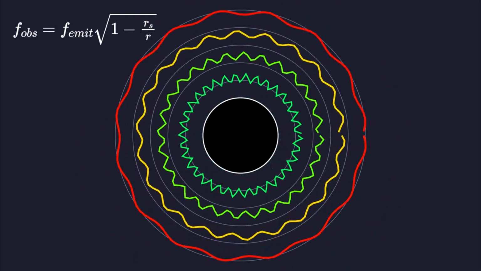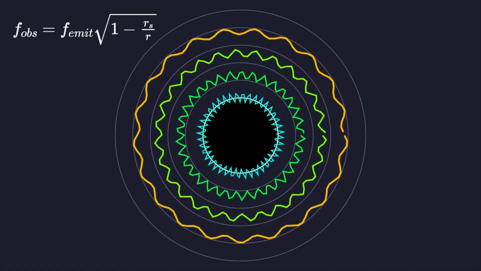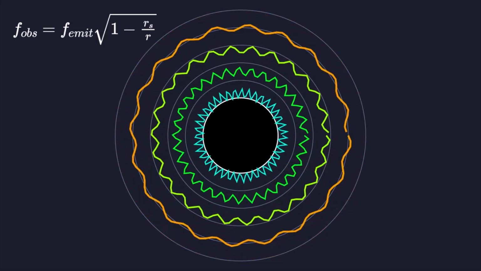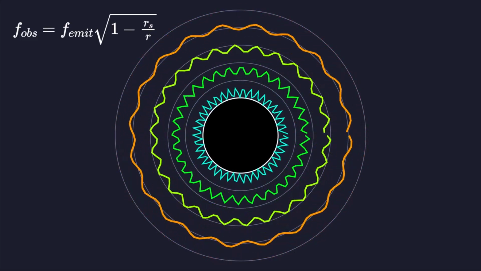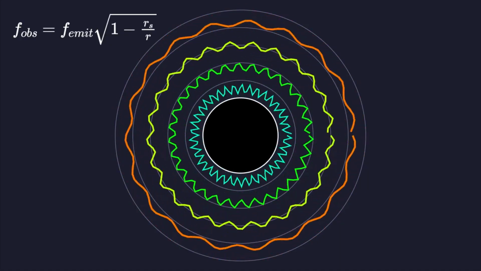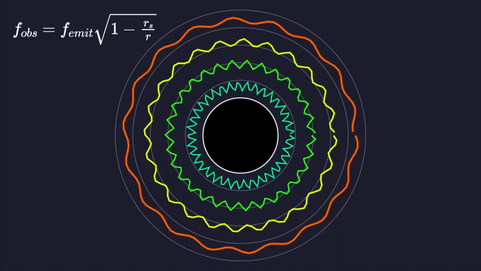Light escaping a deep gravity well loses energy, resulting in a shift toward longer wavelengths. This gravitational redshift is the reciprocal of the time dilation factor. Photons emitted near the horizon are stretched so severely that their frequency approaches 0, effectively removing them from the observable spectrum of the universe.